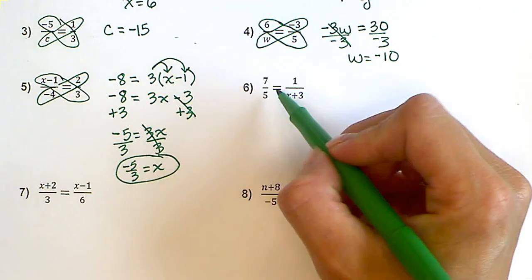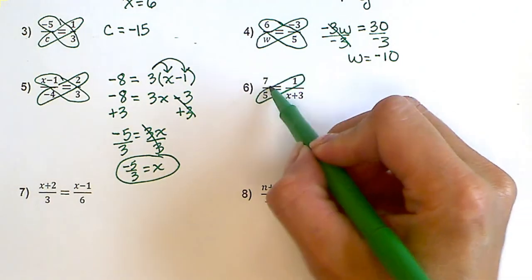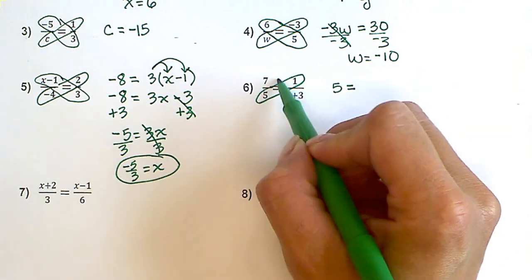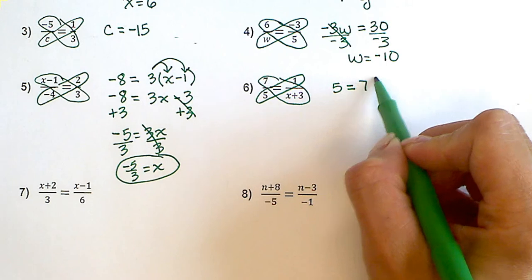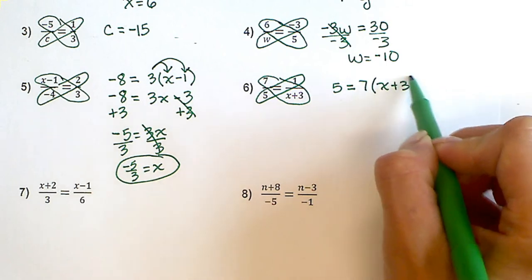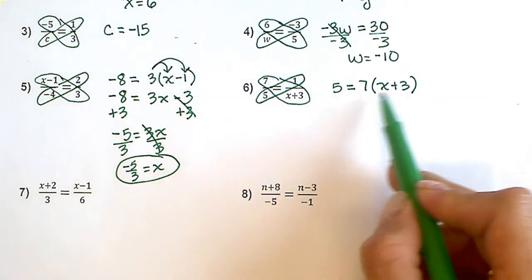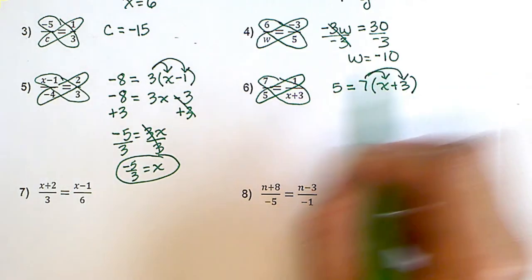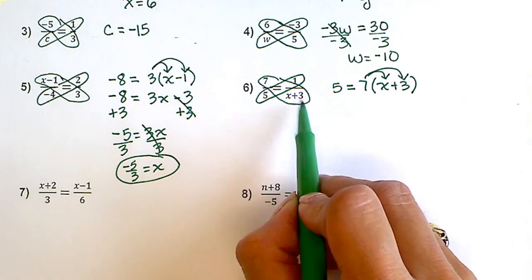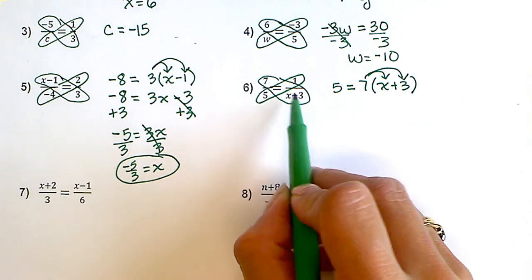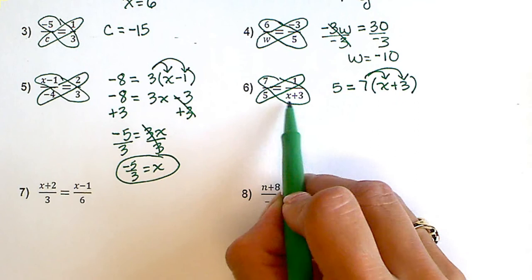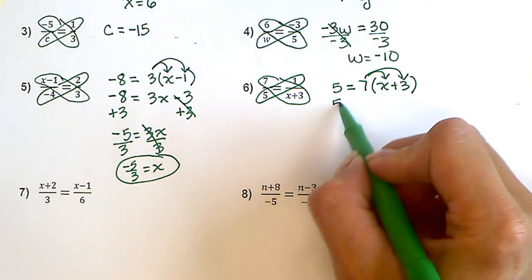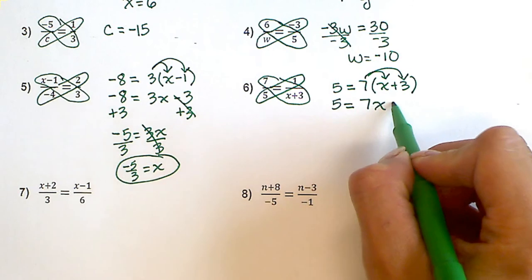Number 6, we're going to do the cross product of 5 times 1, which is 5, is equal to the cross product of 7 times the quantity x plus 3. You must write it using parentheses because we are going to need to distribute the 7 times the x and the 7 times the 3. So you must do the product of 7 times both items here, which is the distributive property. So we have 5 equals 7x plus 21.